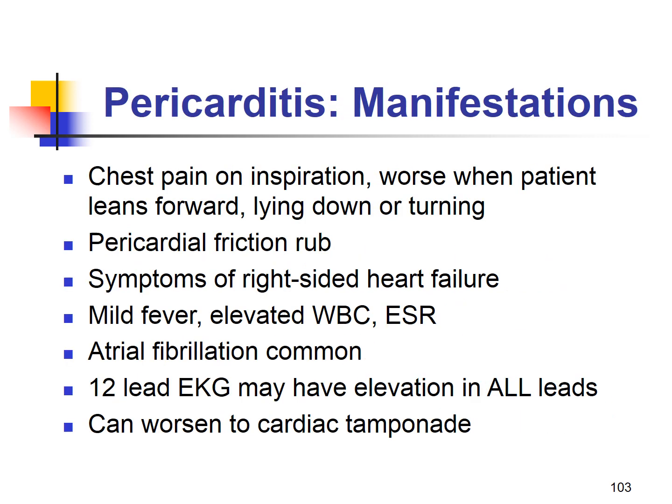Next slide. So the manifestations that you see for pericarditis are chest pain on inspiration, which worsens when the patient leans forward, lies down, or turns. You may hear a pericardial friction rub, and you may see symptoms of right side heart failure. Fever, elevated WBC, the sed rate is elevated, and atrial fibrillation is not uncommon. A 12-lead EKG may have elevation in all the leads and can worsen to cardiac tamponade.